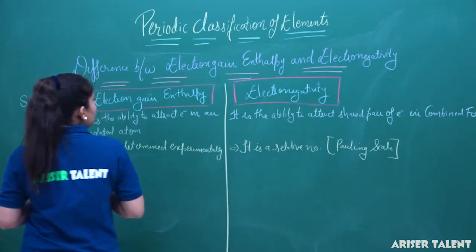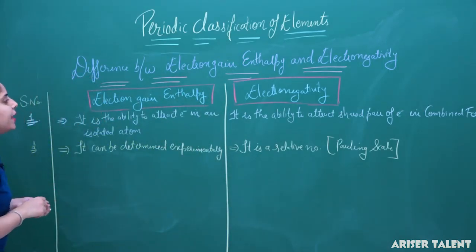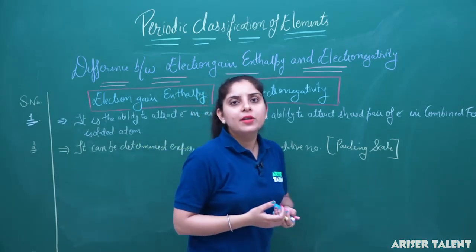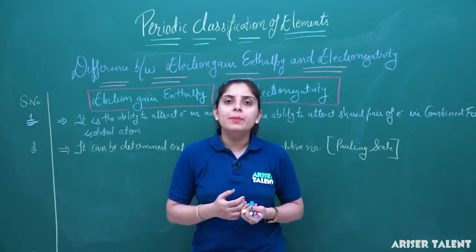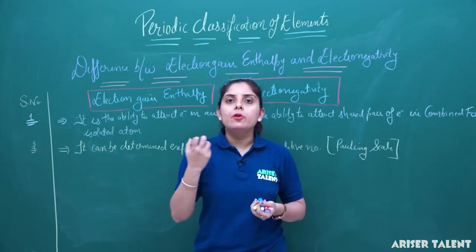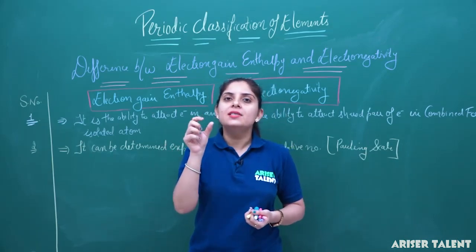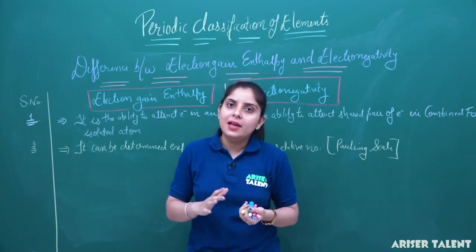Now, let us move to the next difference between electronegativity and electron gain enthalpy. Electron gain enthalpy is actually the energy, so its unit will be kilojoule per mole, kilocalorie per mole and joule per atom. But electronegativity is only a single number, so it is a unitless quantity.